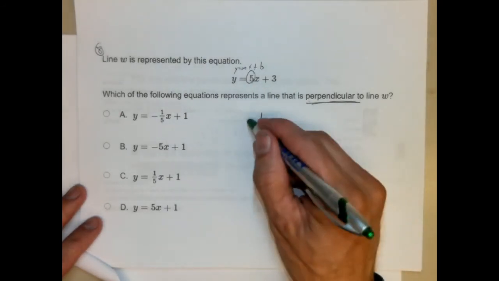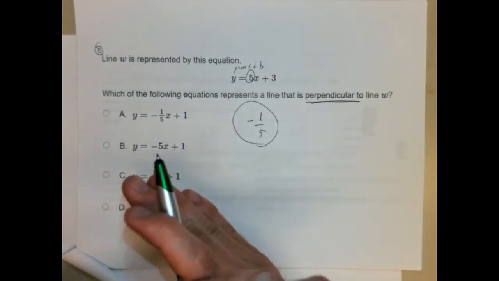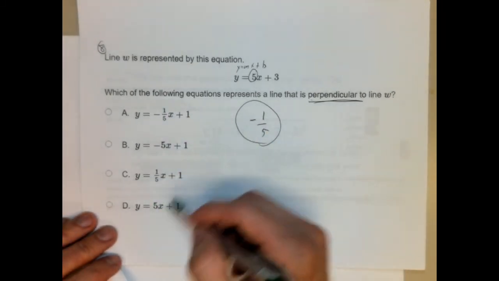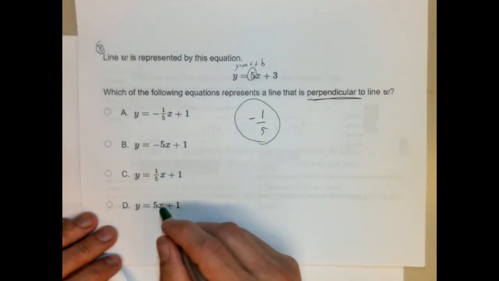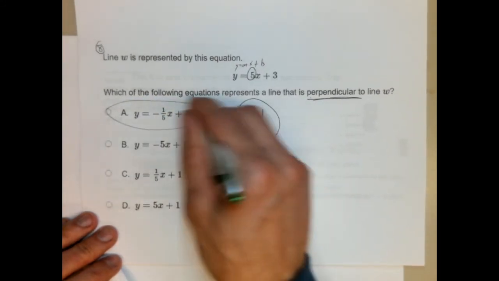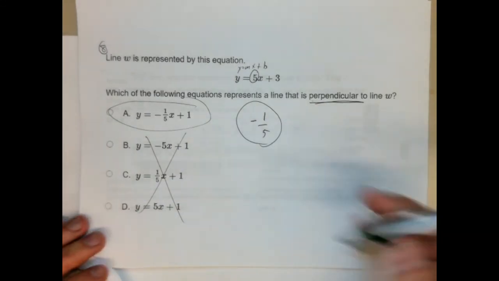So instead of positive 5, it would be negative. So it would be negative 1/5. And that's going to create a line that creates a 90-degree angle when they intersect. So that's the rate of change we're looking for. Now thankfully these are all in slope-intercept form. So we're looking for negative 1/5 as our m, which in this case is our first option, and these are all out. Okay, so that's that.